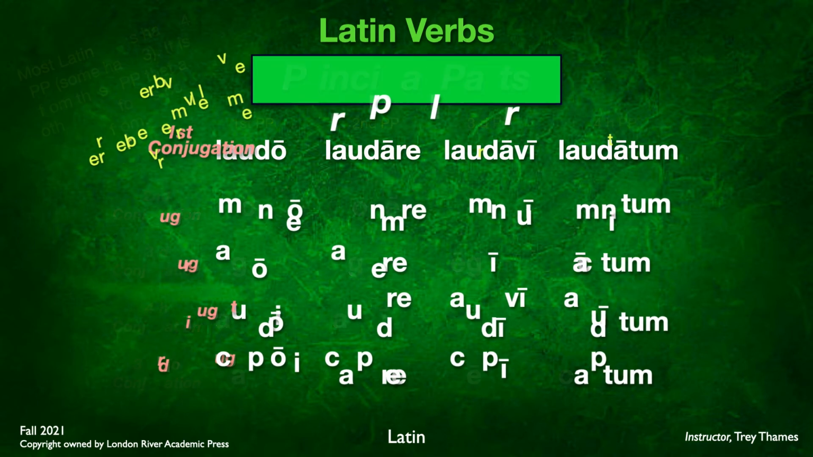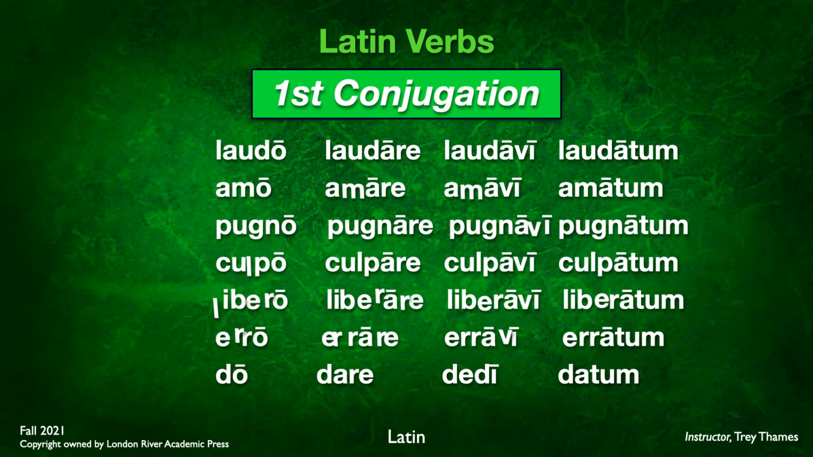So I've put a list together here of several common first conjugation verbs. And you should be able to see a pattern. If you notice, all of them in the first column, the first principal part, all end in O: laudo, amo, pugno, copo, libero, ero, and do. Second principal part, second column, all have long A's: a long A and an RE at the end. So it's laudari, amari, pugnari, copari, liberari, erari, dari. And I'm sort of speeding through this just a little bit here.